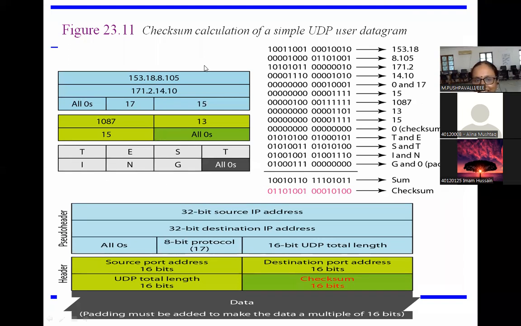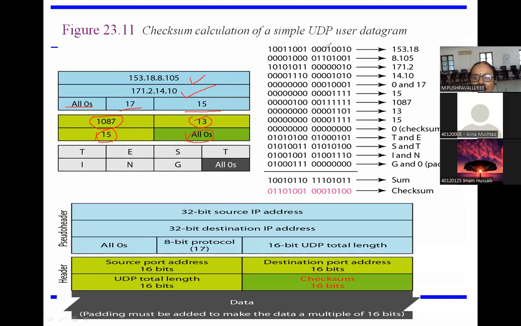This is the example I have carried out for you. You just see, this is my 32-bit source IP address. This is my 32-bit destination address. And this is all zeros, the 8-bit protocol number, and this is my 16-bit UDP total length. And this is the port number of my source, this is the port number of my destination, this is my UDP total length, and this is my checksum. I am saying the checksum is all zeros. But you see how it is doing that checksum.